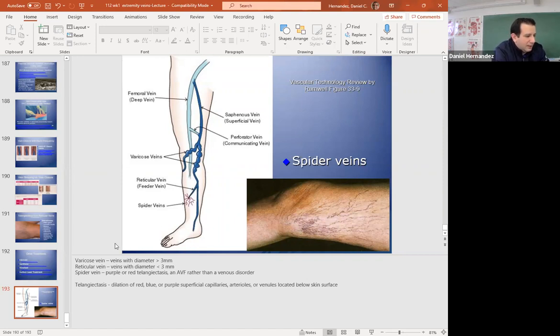So this is a diagram showing how you differentiate between varicose veins versus reticular veins and spider veins. The varicose veins will have a diameter greater than 3 millimeters. These reticular veins have a diameter smaller than 3 millimeters. And spider veins, they're purplish and red, and are results of an AVF rather than a venous disorder.